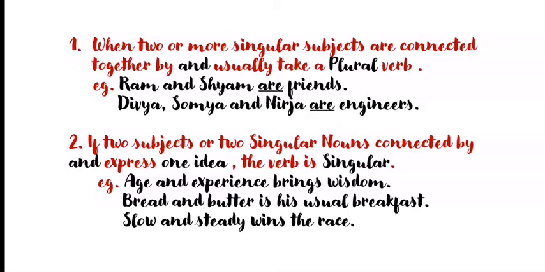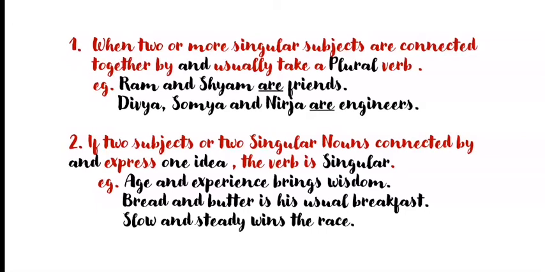Ram and Shyam are friends. Ram, third person singular. Shyam, third person singular. Two subjects connected with the conjunction and. So the verb used is plural, are. Divya, Soumya and Nirja are engineers. Divya, Soumya, Nirja, third person singular, connected with conjunction and. So the verb used is plural verb, are.